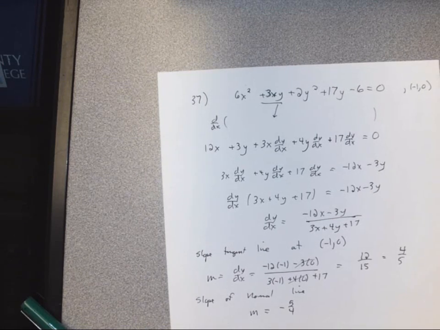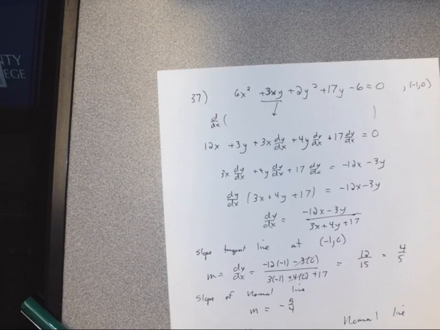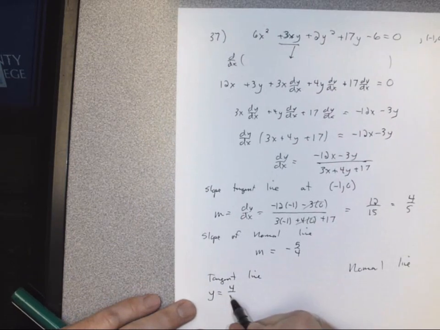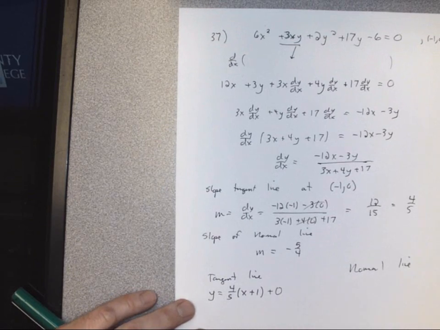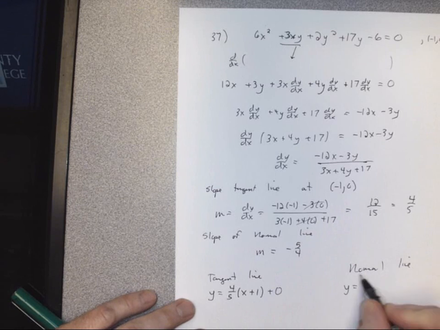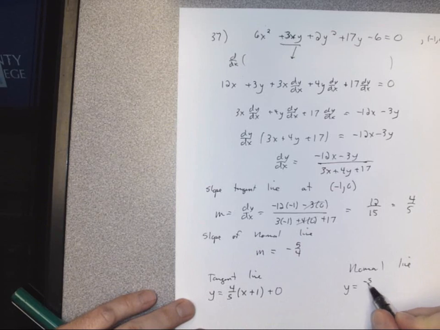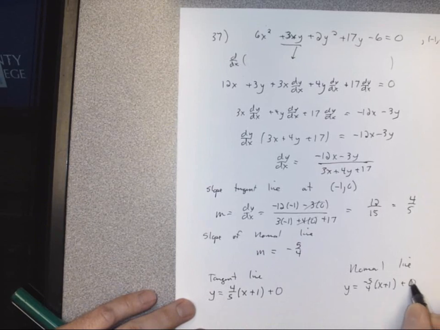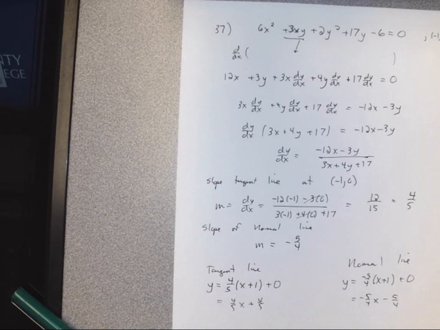So your tangent line would be y is equal to m times x minus x naught plus y naught. Just plug in your point -1, 0 for your x naught, y naught, and your slope. The normal line is the exact same thing except the slope is the negative reciprocal, so y equals -5 over 4 times x plus 1, plus 0. Those are your two lines.